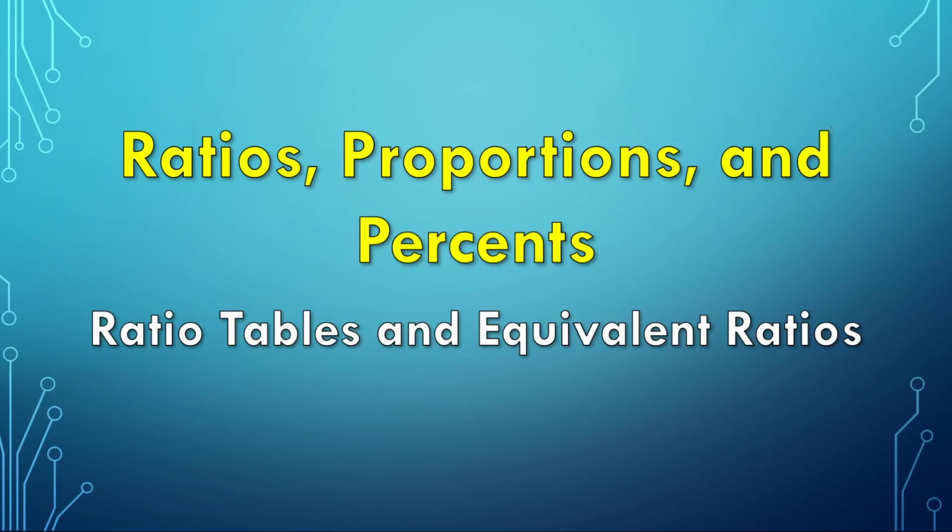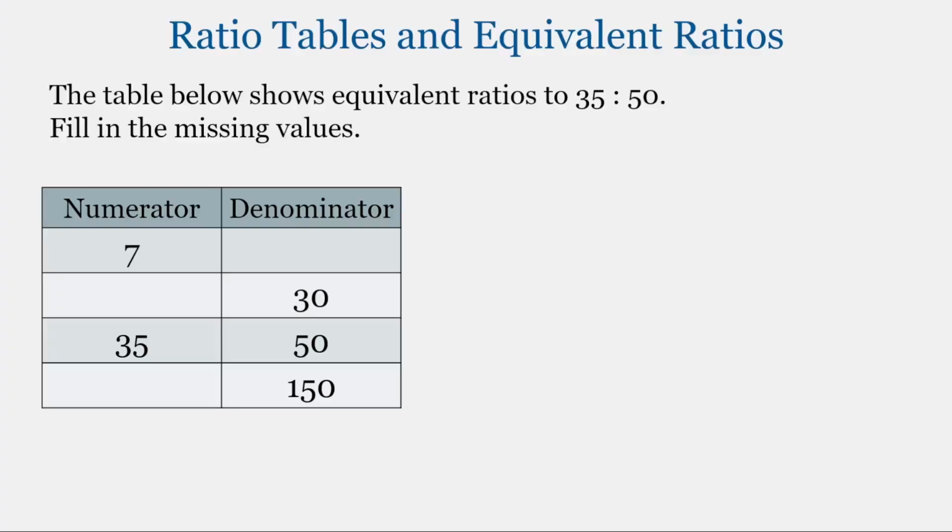Today we're going to look at ratio tables and equivalent ratios. So let's get started. Being able to create tables of equivalent ratios is a very useful tool because it helps you determine how much of things you need depending on a desired final amount. So you can scale recipes based on whether or not you need it for 8 people or 80 people.